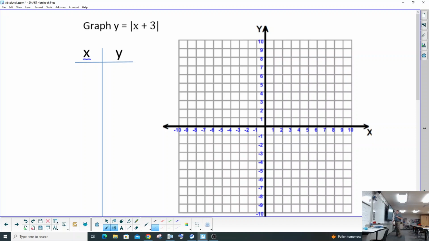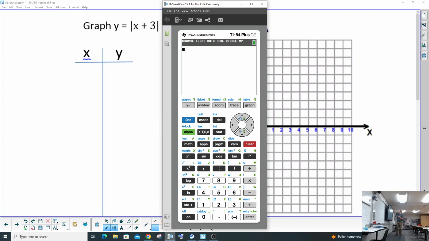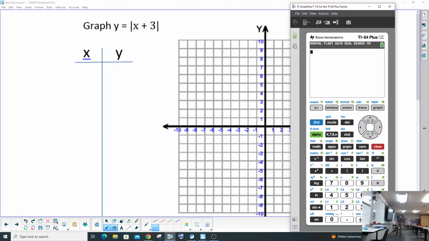Ooh. What do you think that does? Use your calculator now. You got your calculator? You need to get a calculator. It's going to help you immensely. So we're going to turn it on.